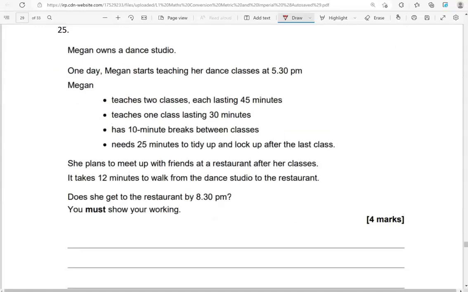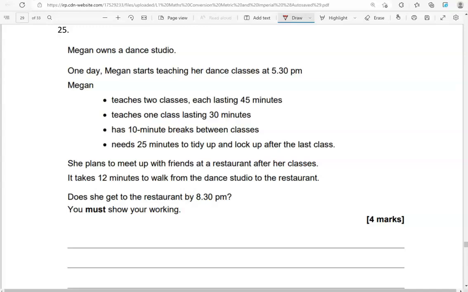Megan owns a dance studio. One day, Megan starts teaching her dance classes at 5:30 p.m. Megan teaches 2 classes, each lasting 45 minutes, teaches 1 class lasting 30 minutes, has 10-minute breaks between classes, and needs 25 minutes to tidy up and lock up after the last class. She plans to meet up with friends at a restaurant after her classes. It takes 12 minutes to walk from the dance studio to the restaurant. Does she get to the restaurant by 8:30 p.m.? You must show your working.